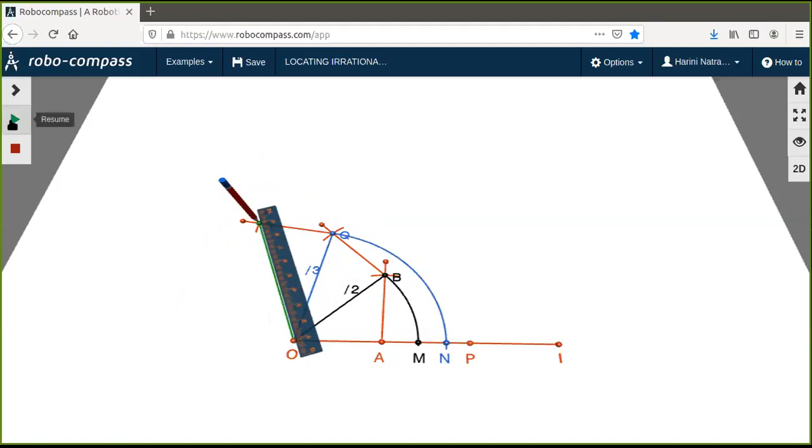And now let us see what is this OR equal to. Now look at this OR. It is the hypotenuse of right triangle RQO. So my OQ is already root 3. So root 3 into root 3 will be 3. And this is 1. So 3 plus 1 is 4. And hence your OR square will be 4. Or in other words, OR will be square root of 4.